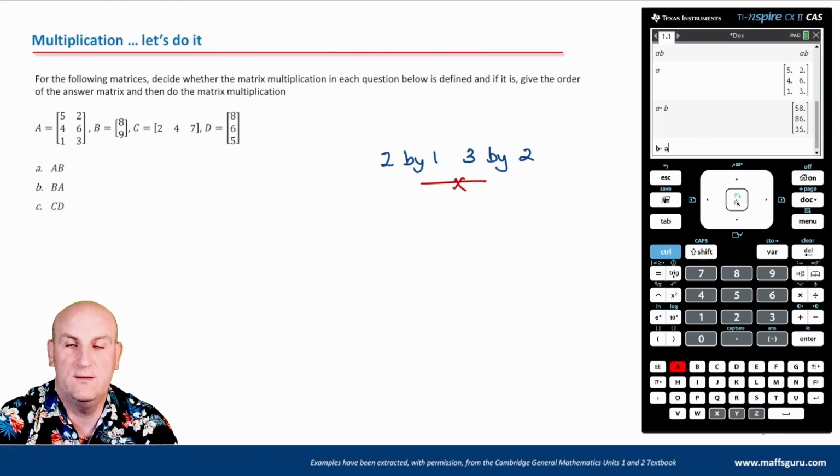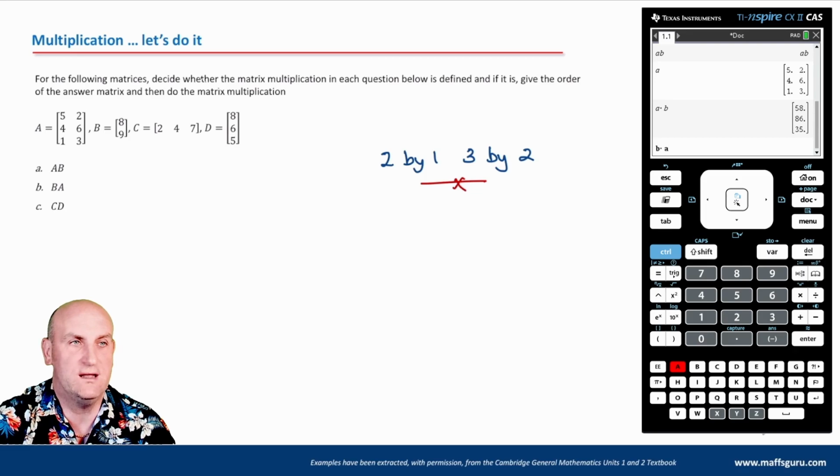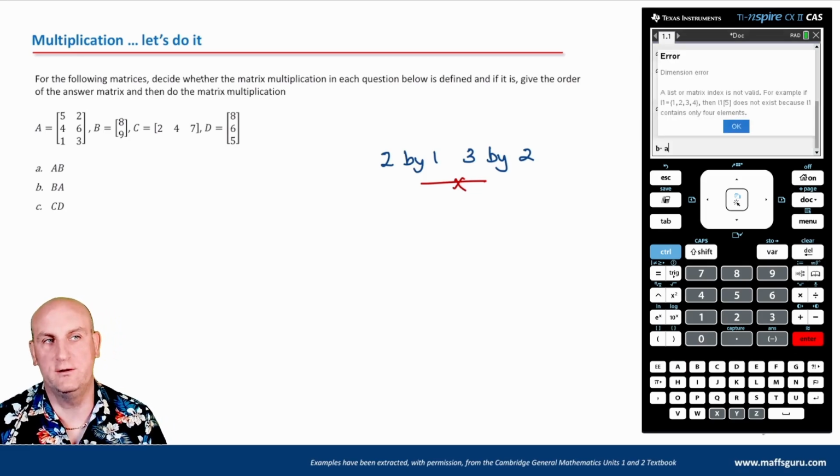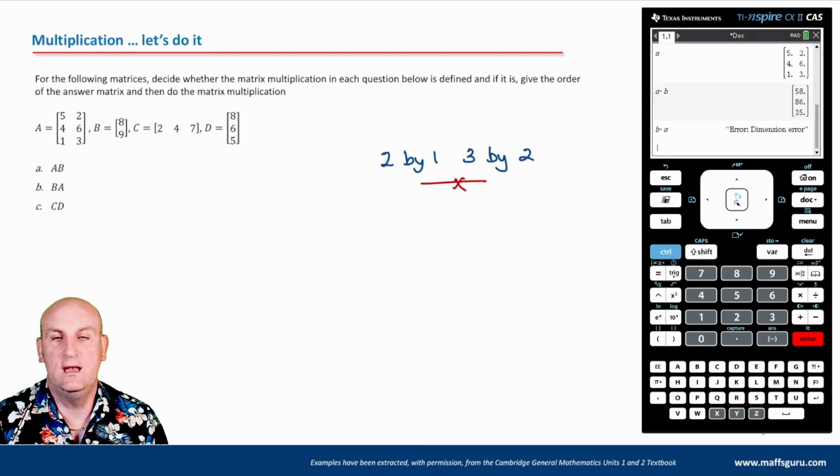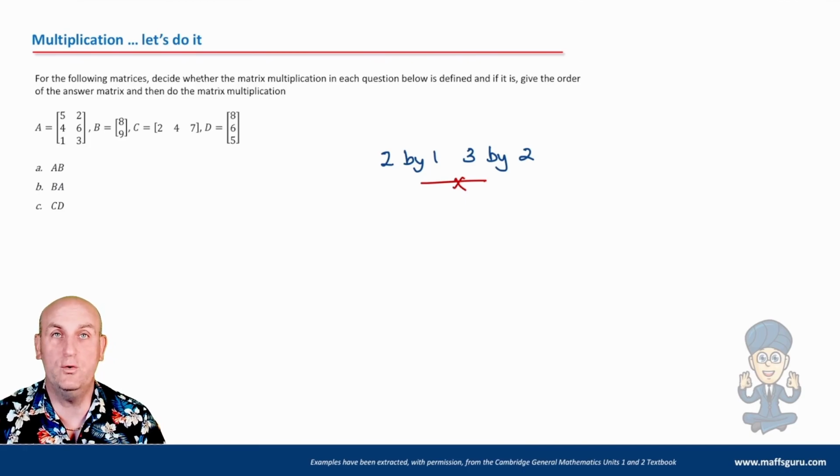Let's just check and see whether the calculator agrees. If we now do B times A, and notice they've come up in bold on my calculator because it means it's got something stored in there. Error, dimension error. Click on OK. And it basically was just saying, yeah, no, you can't multiply those together because they don't have the same order.